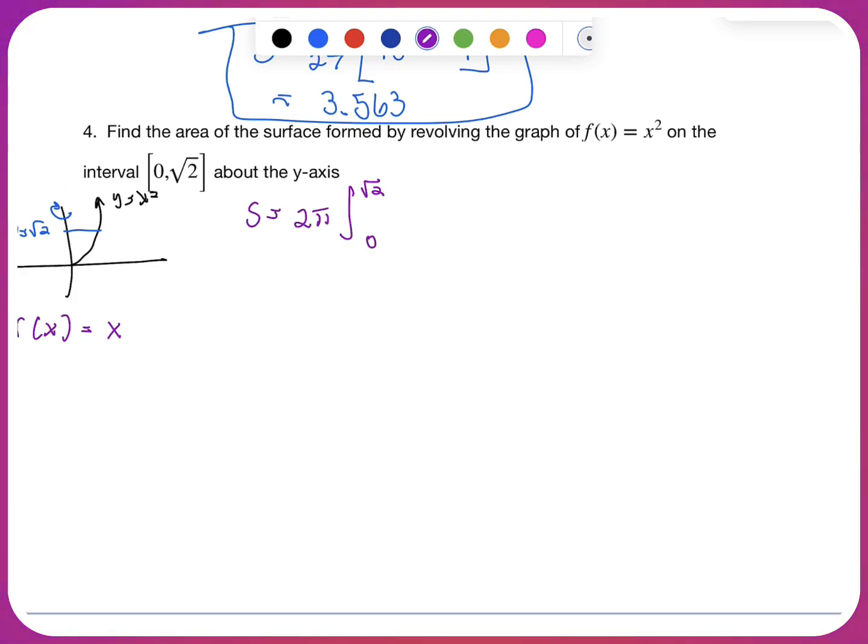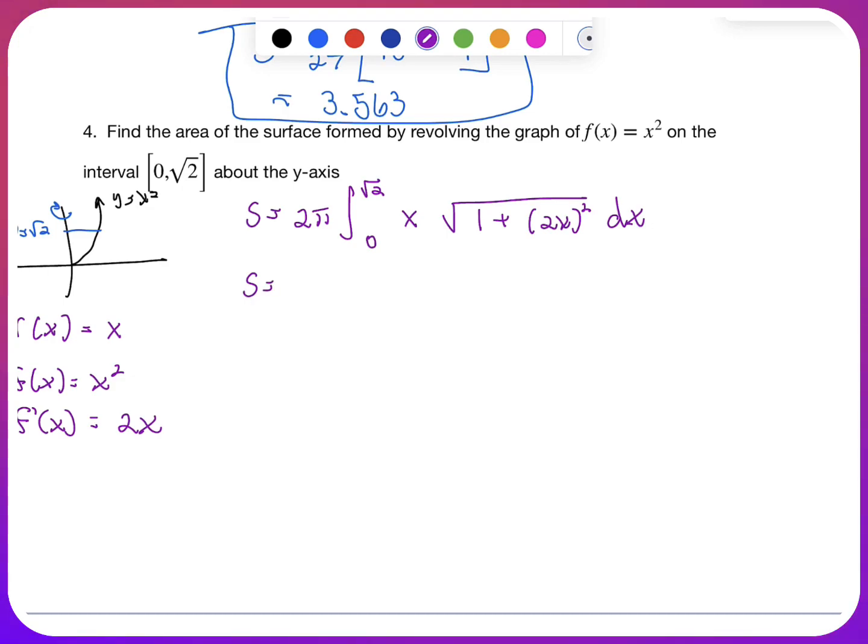And so then for our arc length formula, we need to figure out our function. So f of x is x squared, and the derivative of x squared is simply 2x. So I rewrite this as the integral: surface area is equal to 2 pi, the integral from 0 to square root of 2 of x times the square root of 1 plus 2x quantity squared dx. All right, so now let's simplify this down. Well, we know that 2x quantity squared is the same as 4x squared.